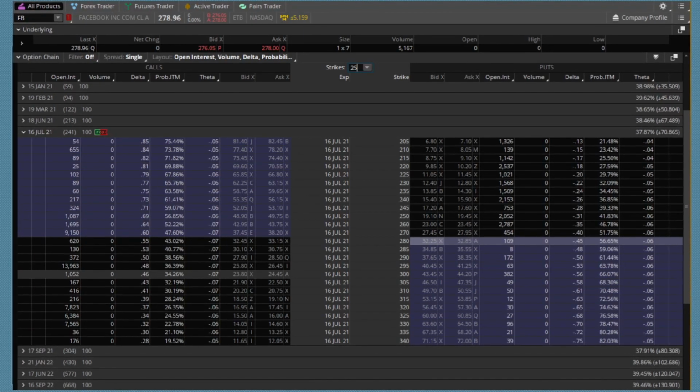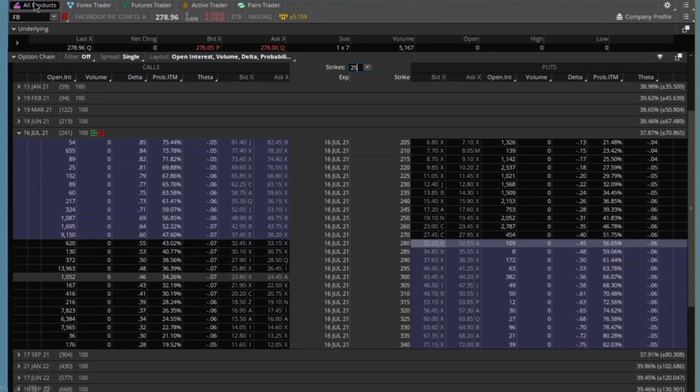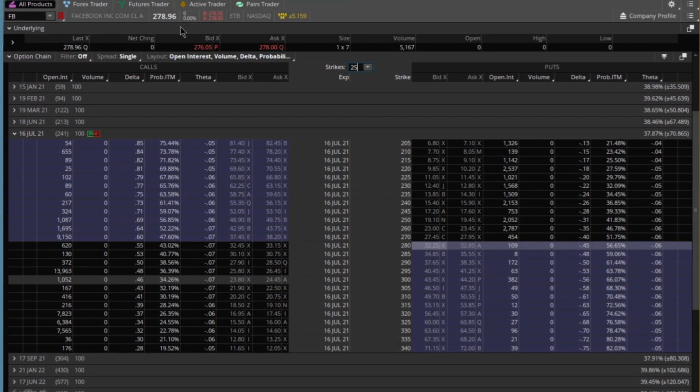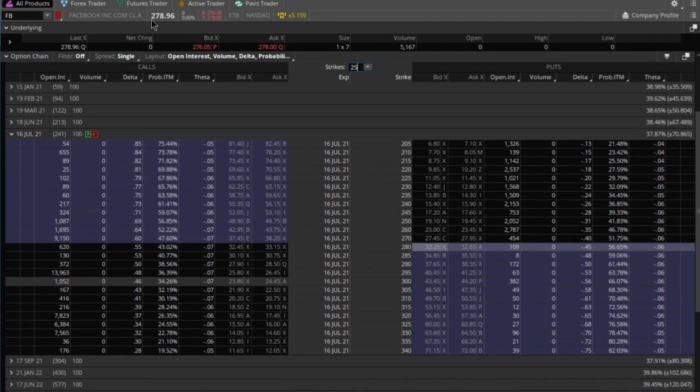So I have a screen capture for the option chain for Facebook. And from the screenshot, we can see that the stock price for Facebook is 278. And we are looking at options that expire on 16 July 2021, which is 240 days away from expiration from the time this screenshot was taken. We will consider the $280 option to be at the money because it's the closest option to Facebook stock price.